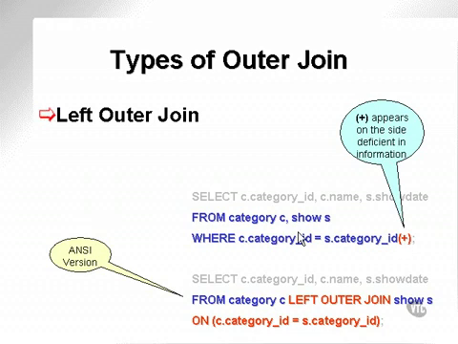What this means is that I have more categories than I have shows, and the shows do not use all the categories. Therefore, I have some categories without shows. So the left outer join would actually pull all the categories regardless of whether they had a show or not. The same applies to the ANSI format. Let's go and do some examples.